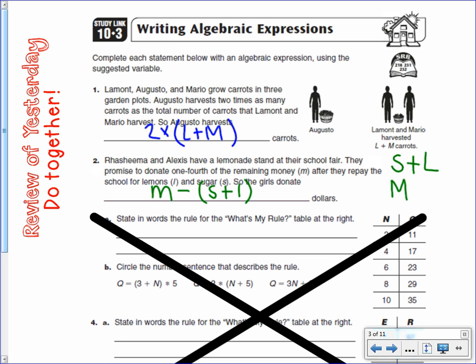Okay, this is brilliant so far, right? So they're going to have all their money. Maybe they made $100, but they still have to pay back that money that the school gave them for the sugar and the lemons. But how much of that are they going to donate to charity? Patrick? A fourth. How could you figure out what a fourth of this would be?